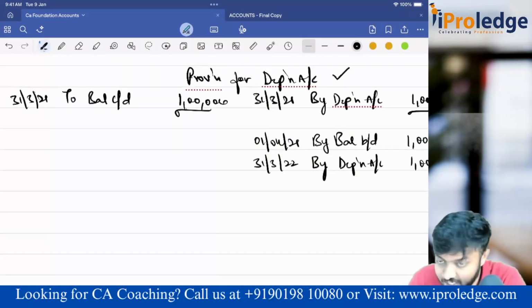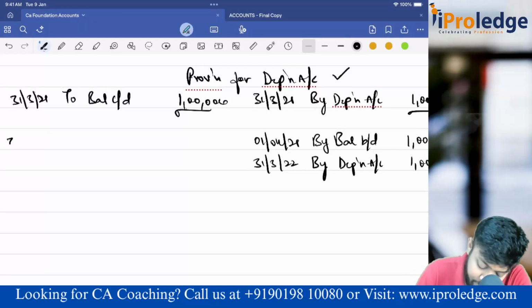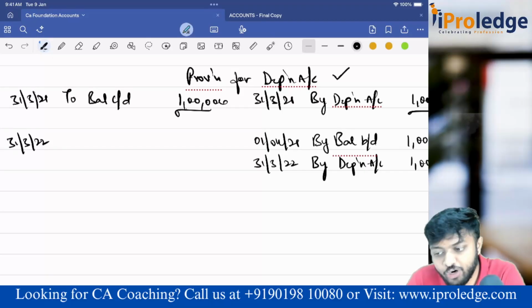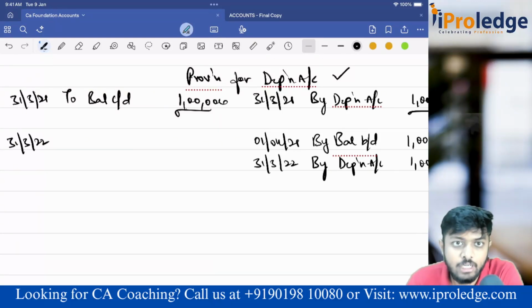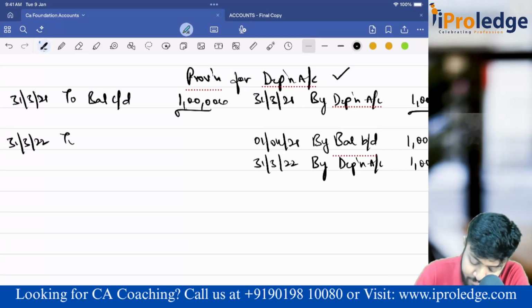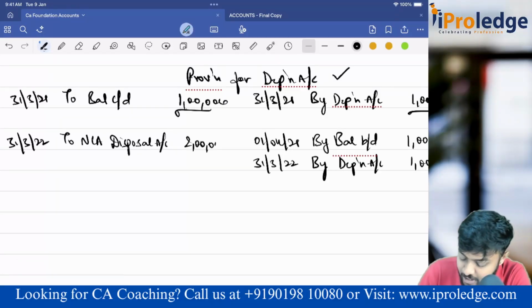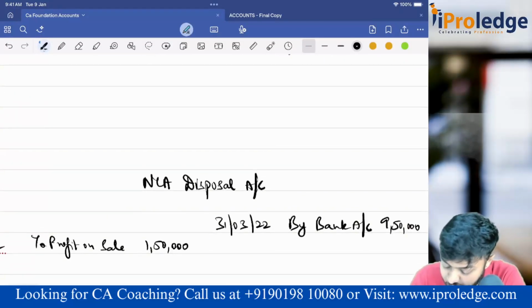Then provision for depreciation. Here we have depreciation component of 2 lakhs. Here 1 lakh, here 1 lakh, total 2 lakh. This also I send off to NCA disposal account. So provision for depreciation has a credit balance. Now if I am emptying it, your liability-like ledger account is getting decreased. So liability-like ledger account decreasing, debit provision for depreciation account, credit NCA disposal account. So to NCA disposal account, we have balance of 2 lakh because till now we have given depreciation of 2 lakhs. The entire depreciation I will transfer to disposal.